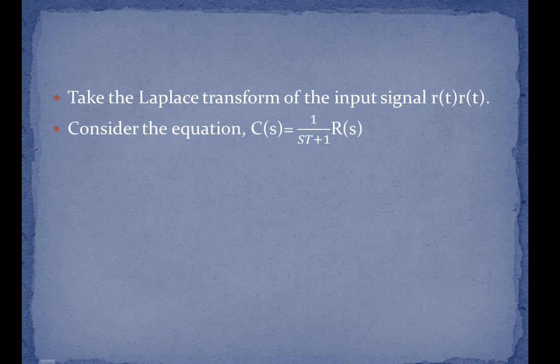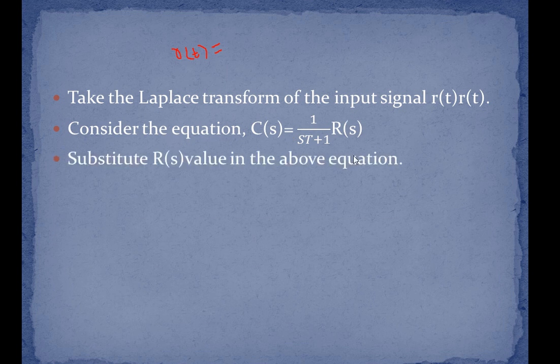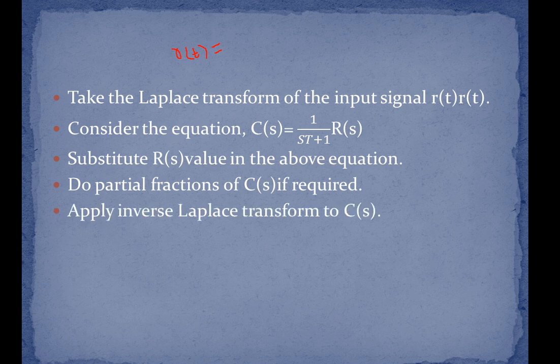Input is impulse means R of t equal to del of t. So first step is take the Laplace transform of the input signal. I am taking the input signal as del of t. Laplace transform of del of t is 1. After that substitute the R of s value. Consider the first order system equation, and substitute the R of s value here. After substituting the R of s value, do the partial fractions if required and apply inverse Laplace transform.